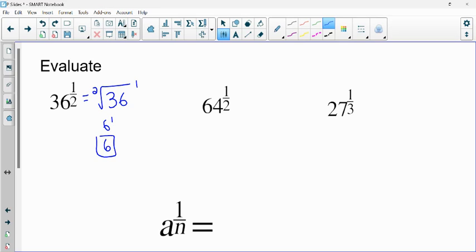Okay, similar with 64 to the 1/2. The base of the original problem is 64, so that becomes our radicand. The root is 2. Our exponent can be 1 out top there. The square root of 64 is 8. And that's just 8 to the first, which is 8. For the last one, 27 to the 1/3. Now, we still have the 27 as the radicand, but now we have the cube root because that bottom is 3. And so now we're saying what times itself 3 times is 27? 3. Just 3. 3 to the first, which would just be 3.